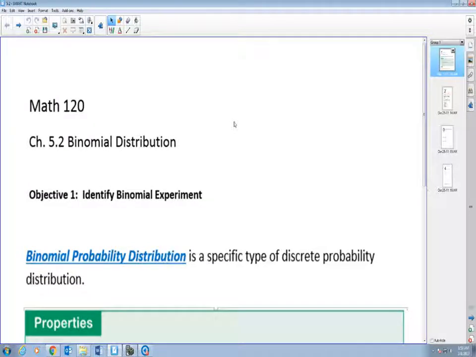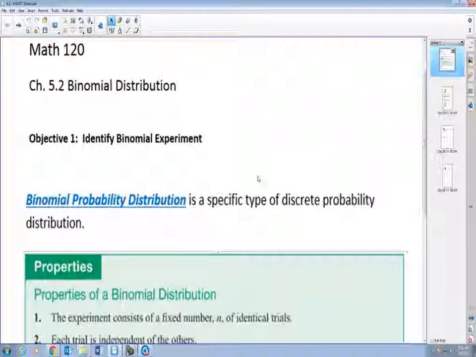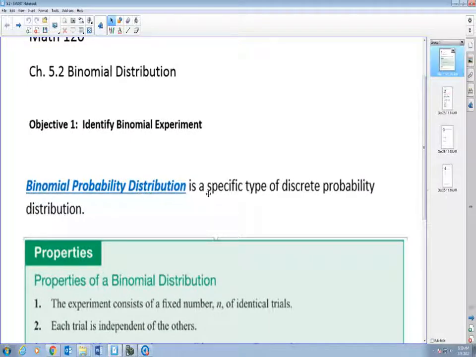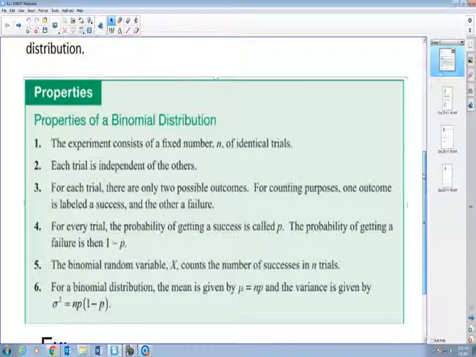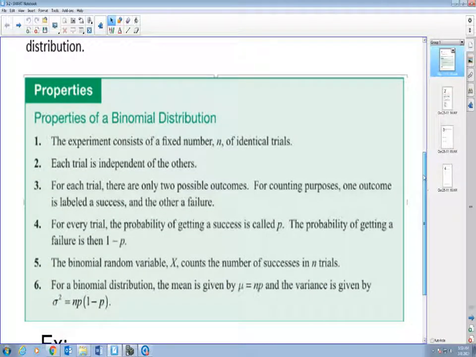In this lecture video, we're going to talk about one particular discrete probability distribution, which is called the binomial distribution. The binomial probability distribution is a specific type of discrete probability distribution. So let's take a look at the properties of what we call a binomial distribution.